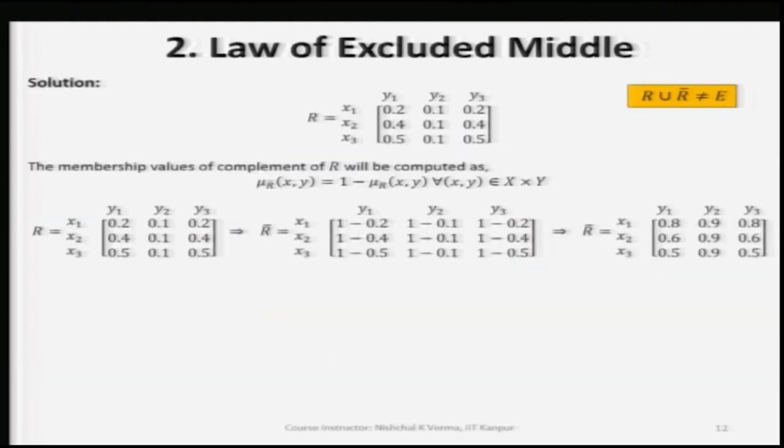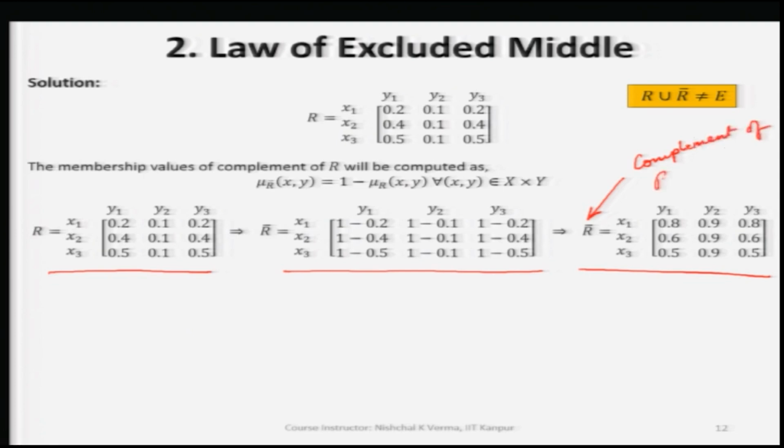Let us first find the R bar. We know how we can find R bar, that means the complement of the fuzzy relation R. So, we have R here, and then we find R bar by simply subtracting each element of the matrix from 1, and then we get the R bar. This is nothing but the complement of R, and R is nothing but the fuzzy relation.